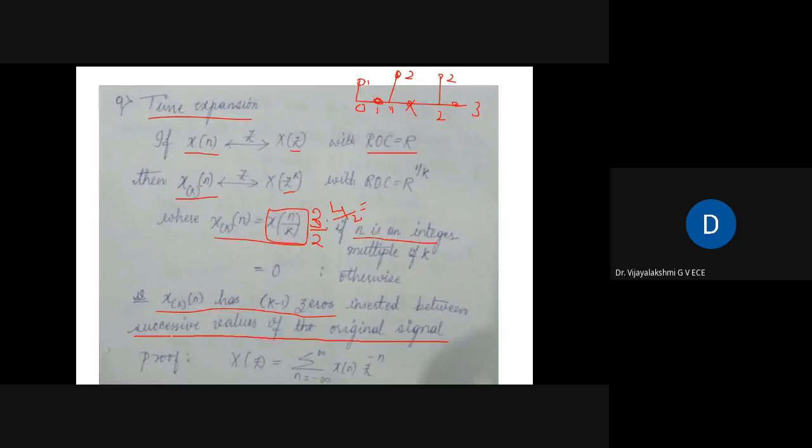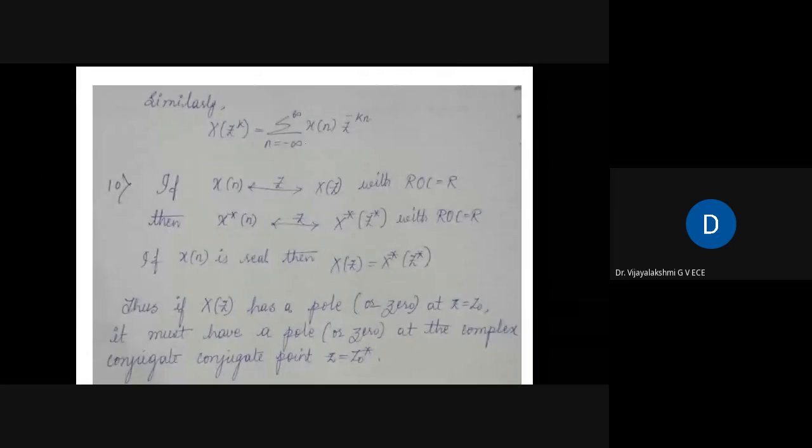So this is what I told. You are inserting zeros between successive values of the original signal. So here 1 and 2 are successive, so you are inserting zeros. And 2 and 2 are successive, you are inserting zeros. Fine. So if you are expanding the discrete time signal in the time domain, the z will also get modified to z power k. So this is about time expansion.